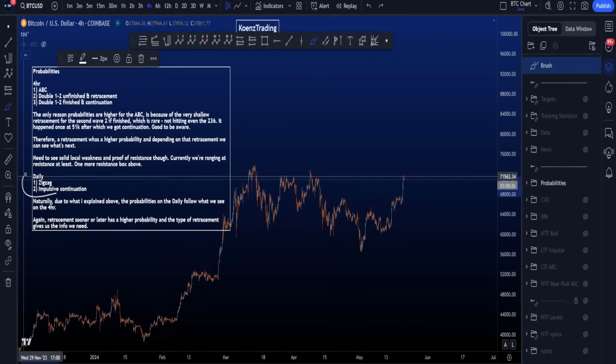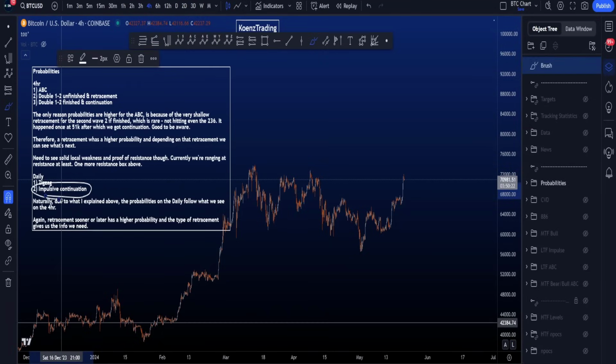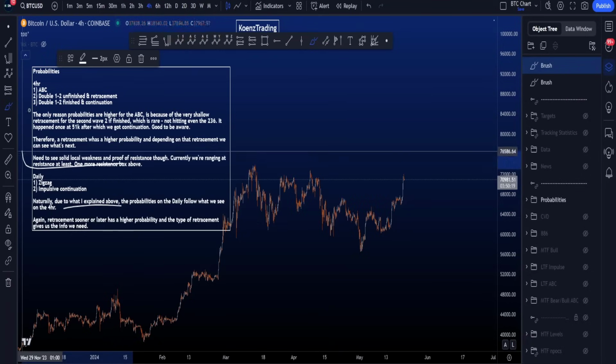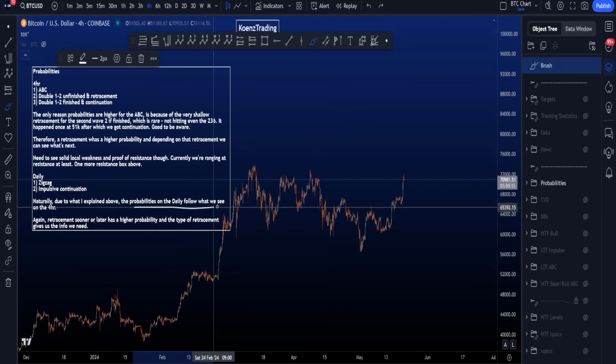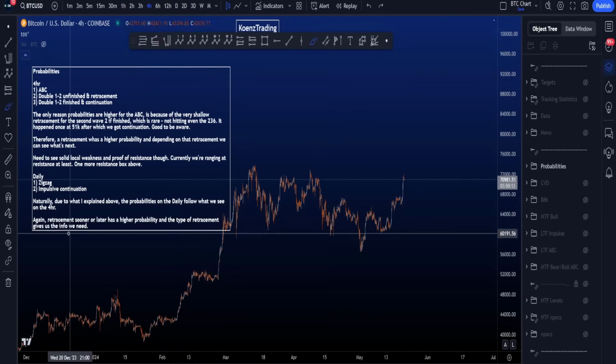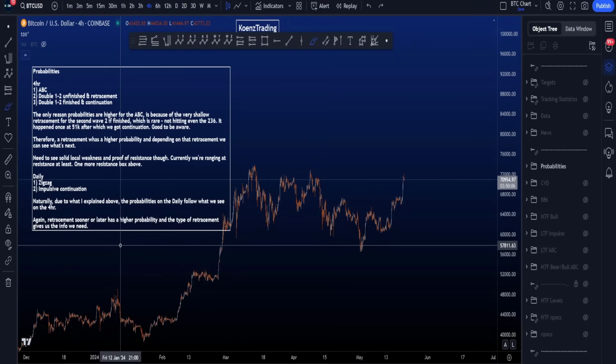On the daily time frame, naturally, the probabilities are then higher for the zigzag compared to impulsive continuation because of what I explained over here for the 4-hour probabilities. So the probabilities on the daily follow what we see on the 4-hour chart. Again, a retracement sooner or later has a higher probability, and the type of retracement will give us the info that we need.